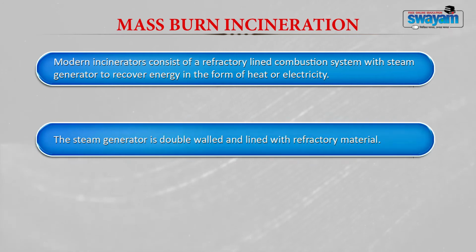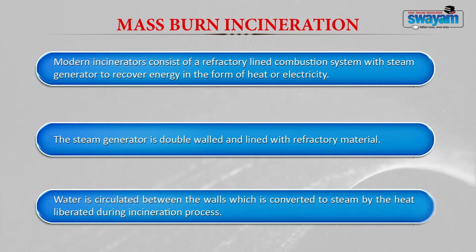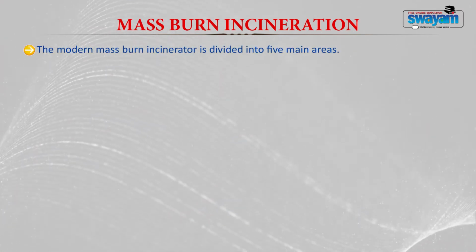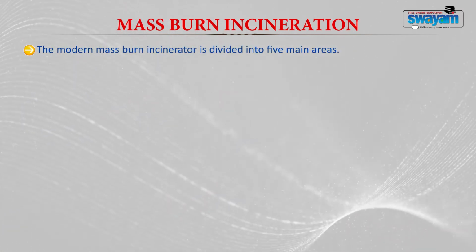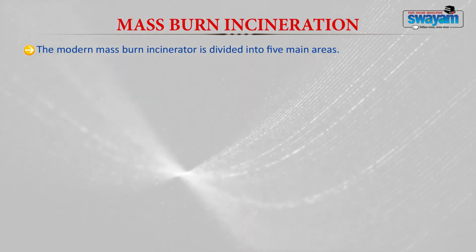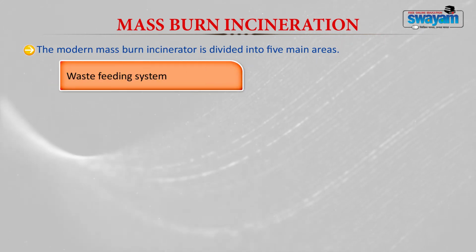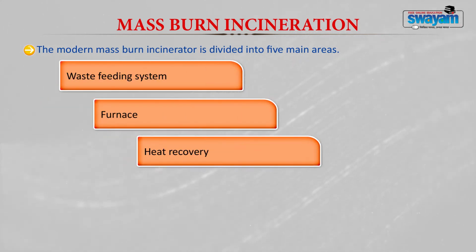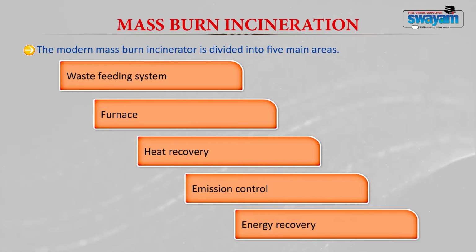The steam generator will be double walled and it is generally lined with a refractory material, and water will be circulated between the walls, which will later be converted into steam by the heat generated during the process of waste burning. If you see the units of a mass burn incinerator, it has 5 main areas: the waste feeding system, furnace, heat recovery unit, emission control unit and energy recovery unit. Let us discuss each of these in detail.